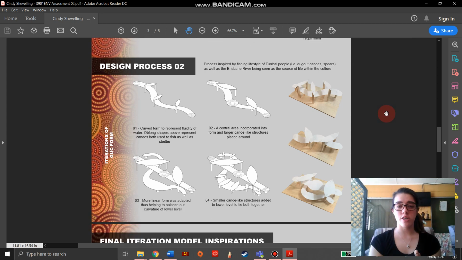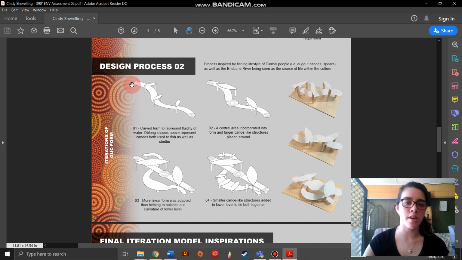Going back through my research, one of the variables that really stood out when I was doing the initial evaluation of the Turrbal people was that they were a fishing tribe, and that they saw the Brisbane River as a source of life within their culture, this support system, and that was something I really wanted to build upon within the second design.